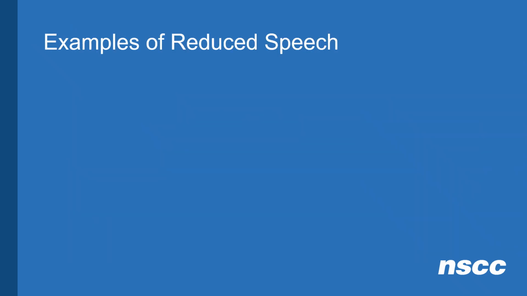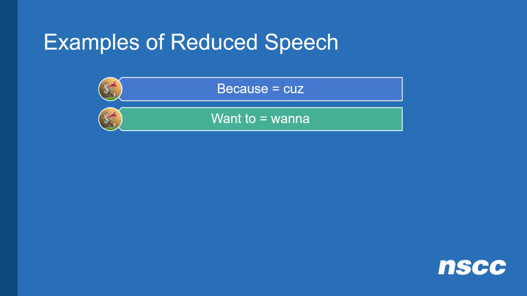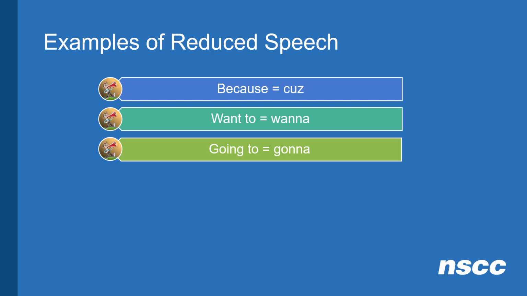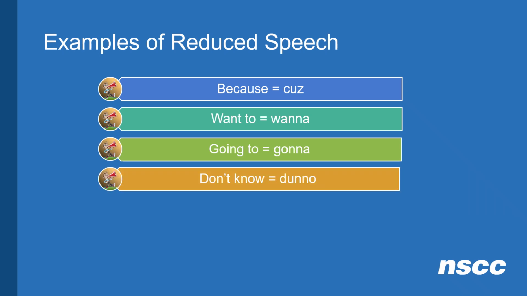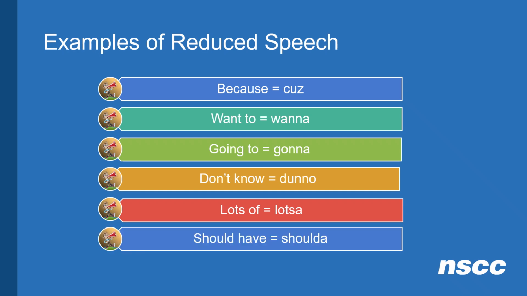Here are some common examples of reduced speech. Because, 'cause. Want to, wanna. Going to, gonna. Don't know, dunno. Lots of, lotsa. Should have, shoulda.